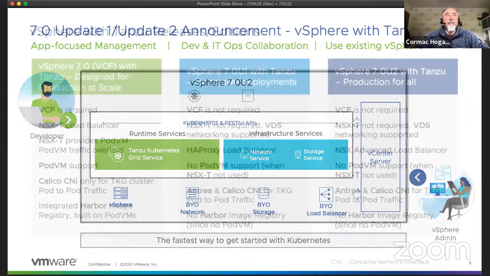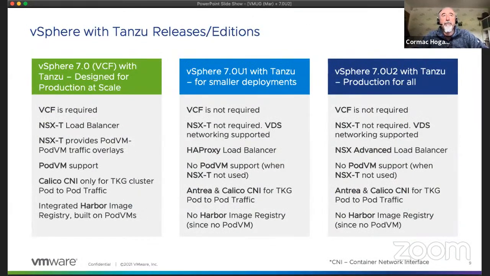So let's compare them side by side. With vSphere 7.0, we had VCF with Tanzu. That was VCF, NSX-T, and you pretty much had everything that was available in vSphere with Tanzu there. With 7.0 U1, we introduced the HA proxy appliance for the load balancing service. And so you can now use vSphere with Tanzu without VCF, without NSX-T, but the knock-on impact of that is that you don't have the pod VM service. And since you don't have the pod VM service, you don't have the Harbor image registry service either.